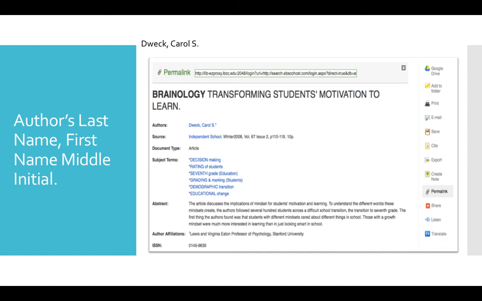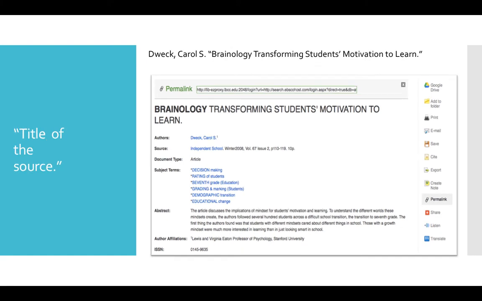First, locate the author. Cite the author by last name, comma, first name, period. Add 2 spaces after the name. The second item is the title of the work. Since most database items are short articles, use quotations around the title with a period inside the quotation. For our selection, the title is Brainology, Transforming Students' Motivation to Learn.